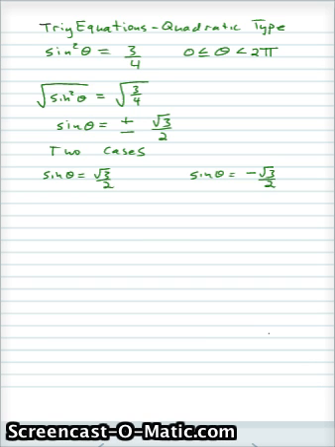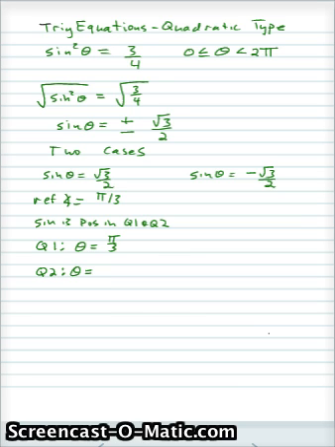So the reference angles are the same in each case. Sine of pi over 3 is root 3 over 2. So the reference angle here in the first example is pi over 3 for sure. And then we say, where is sine positive? Sine is positive in quadrant 1 and quadrant 2. So we're going to look for a quadrant 1 and a quadrant 2 solution. The quadrant 1 solution will just be the reference angle, pi over 3. But what about our quadrant 2 solution? We're not quite at pi. Our quadrant 2 solution would be pi minus pi over 3, which of course will give us 2 pi over 3.